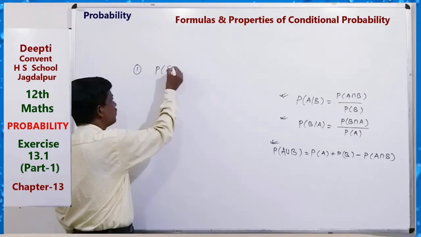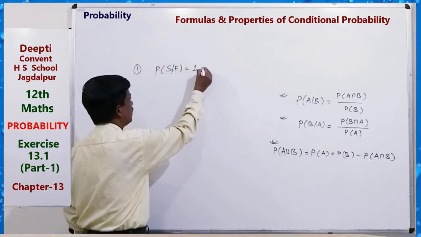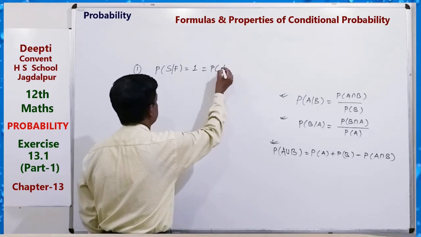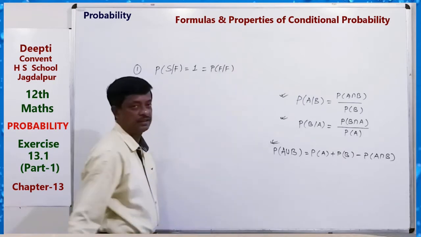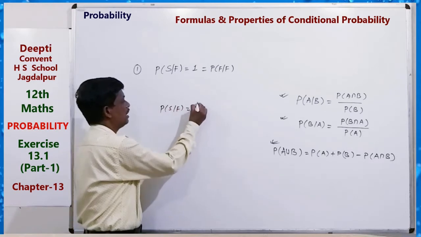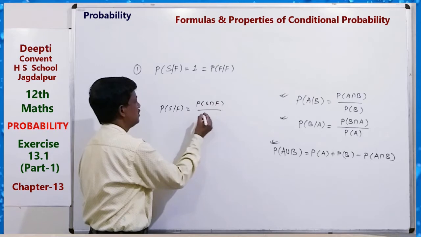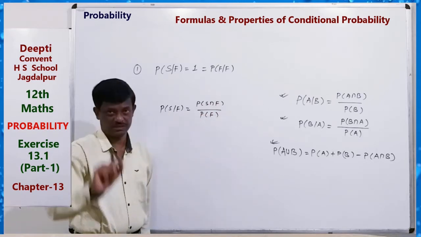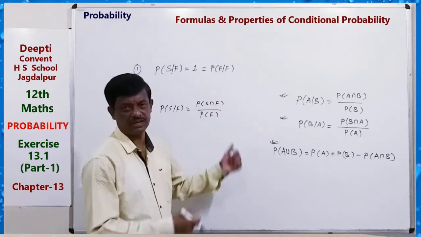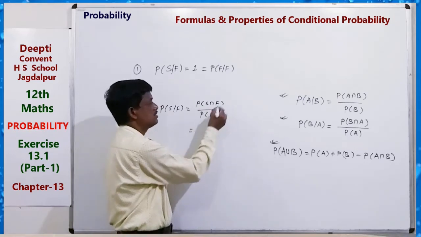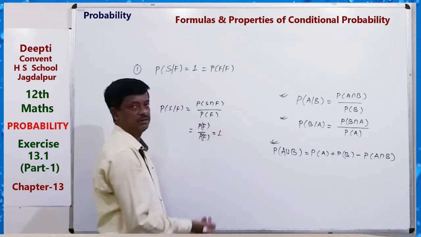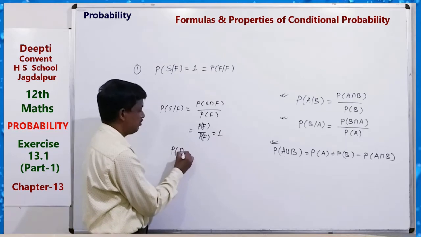P(S/F) equals 1, and also P(F/F) equals 1. Why? We can see that P(S/F) means P(S intersection F) upon P(F). S means sample space, and F is a subset of that big set. So S intersection F equals F. So P(F) upon P(F), what will be the value? 1.